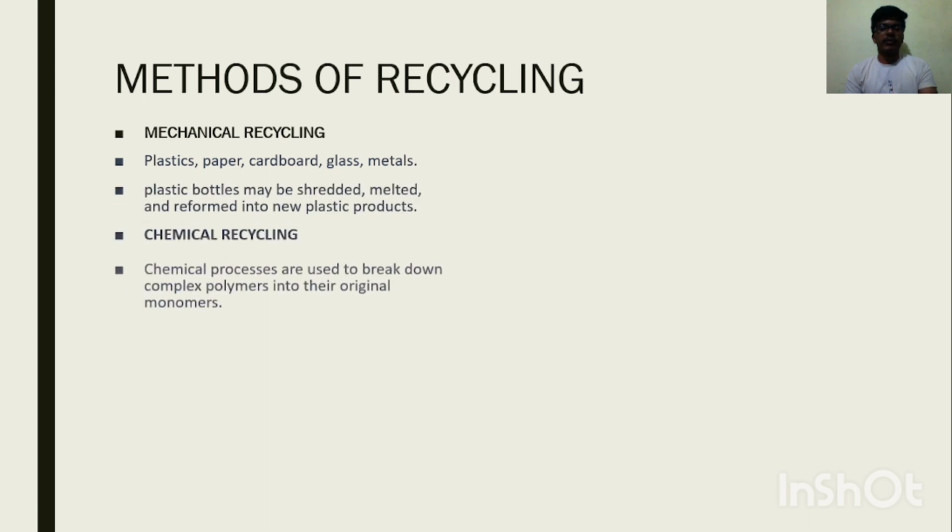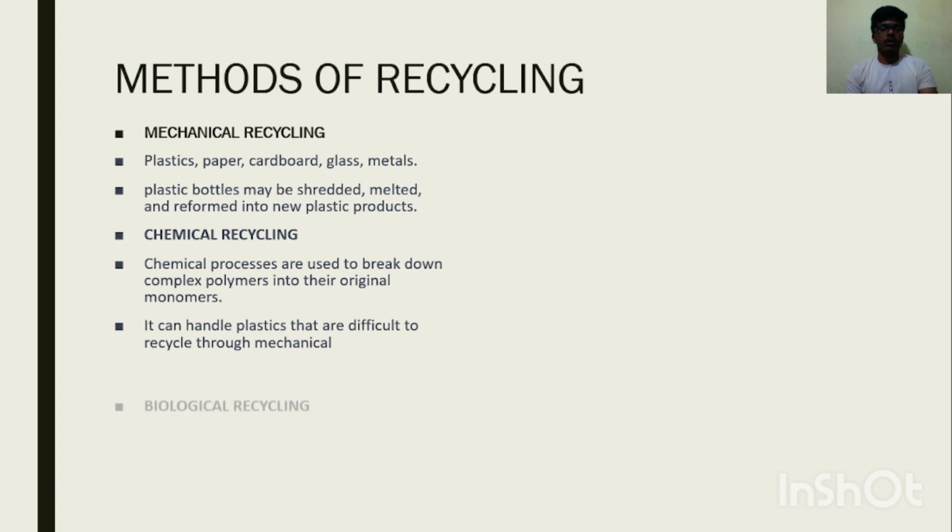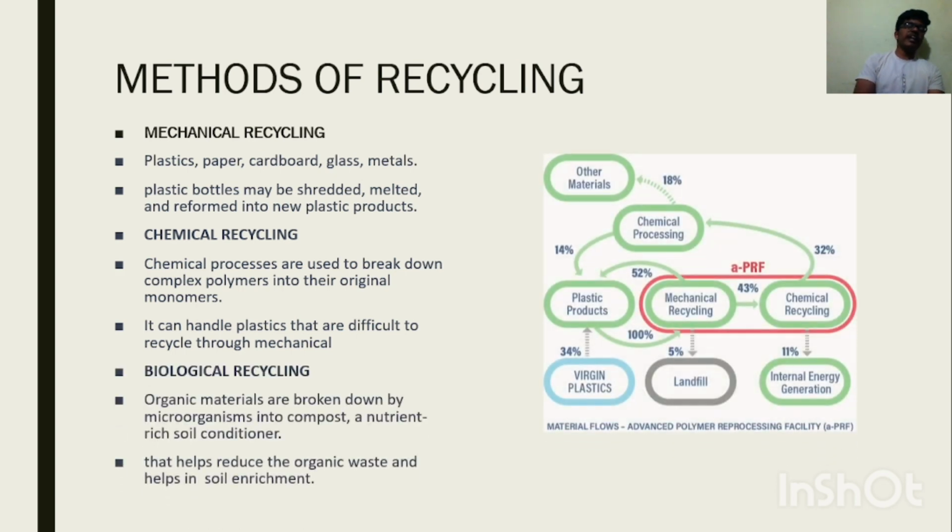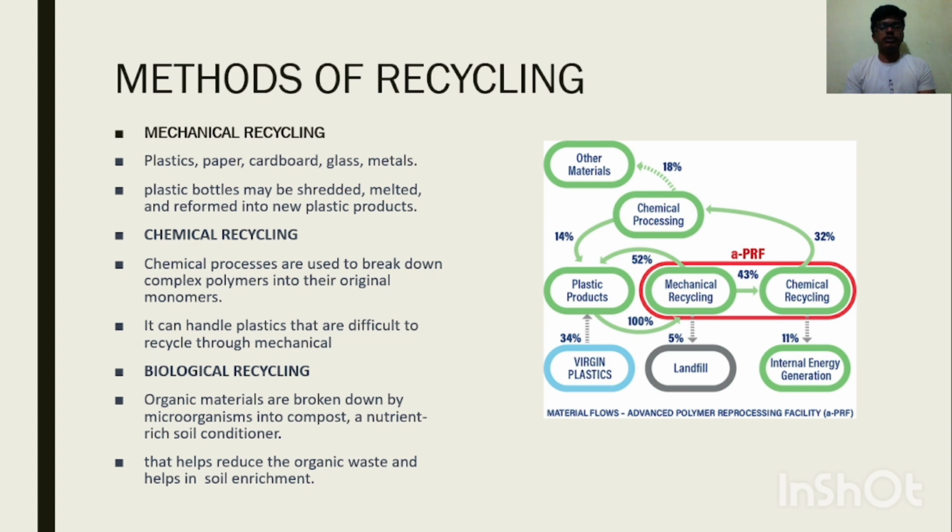Next, there are different methods of recycling. First, we have mechanical recycling. The materials used in mechanical recycling are plastics, paper, cardboard, glass, metals. For example, plastic bottles may be shredded, melted, and reformed into new plastic products. The waste plastic bottles can be converted into a new item by melting them or shredding them into new plastic products which can be useful for us in different ways.